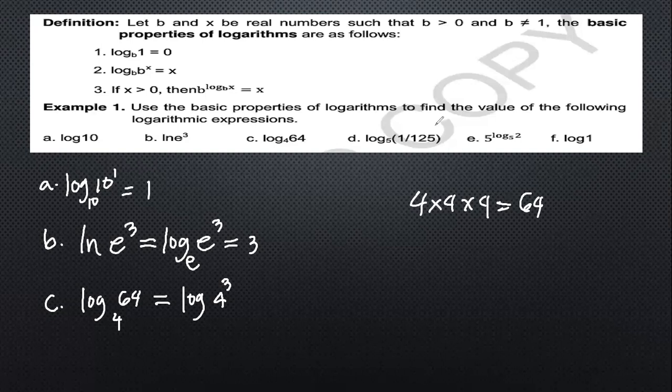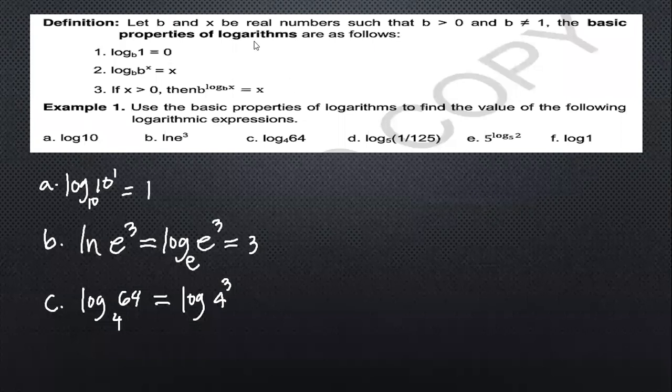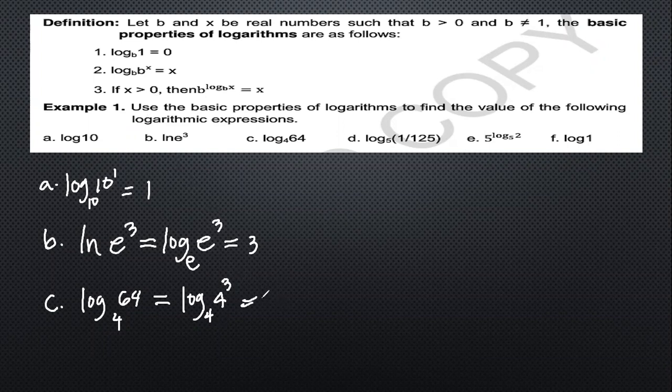Okay, so we already know that 64 is equal to 4 cubed, and we know here that the base is 4 as well. So they are the same. So if you will use property number 2, it is just equal to your exponent. So your answer is 3.